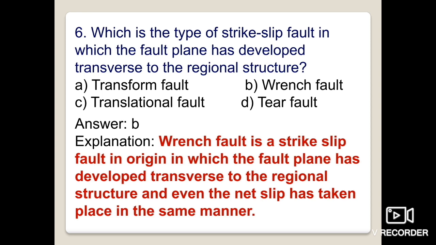So wrench fault is a strike-slip fault in origin in which the fault plane has developed transverse to the regional structure, and even the net slip has taken place in the same manner. So that is known as the wrench fault.